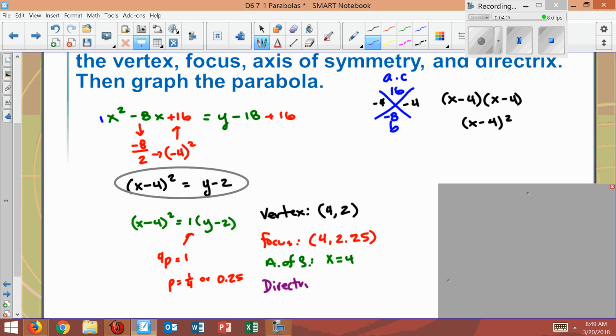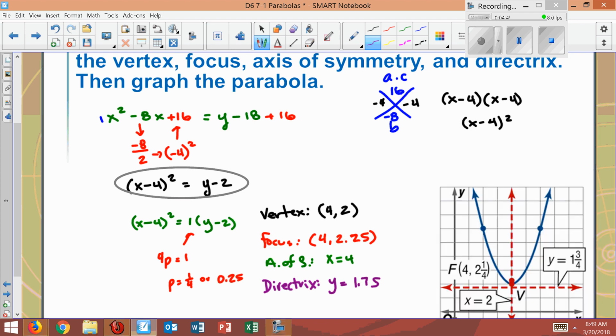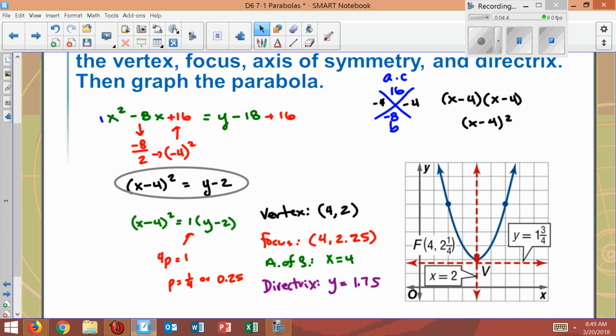Directrix is always the opposite letter. So if this one's x, this will be y. Not only that, it'll be the opposite of what I did with the focus. In the focus, I added 0.25. So this time I'll subtract 0.25. And so I would get 1.75 when I say 2 minus 0.25. That'll be my directrix.